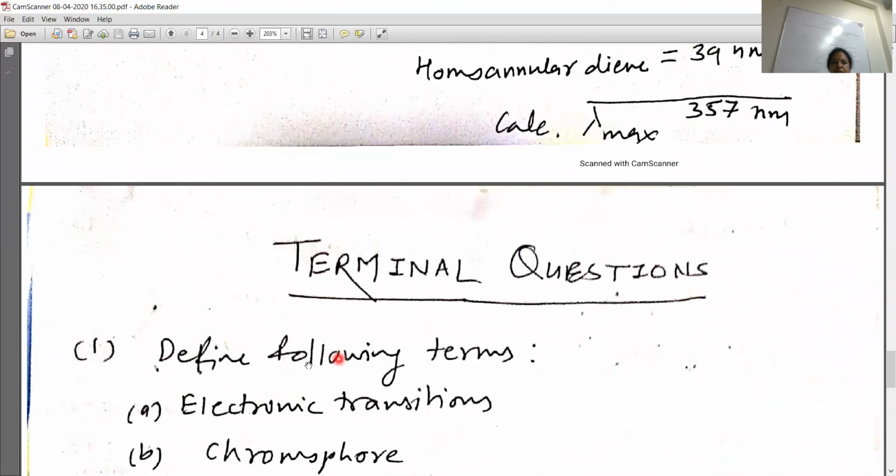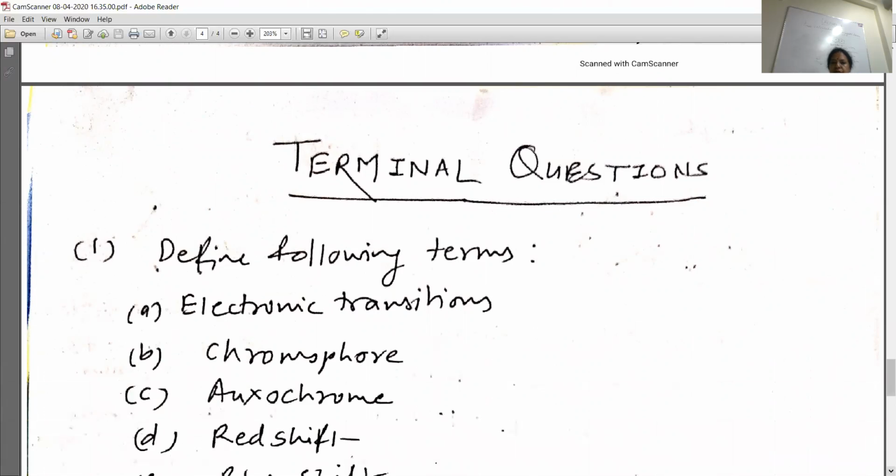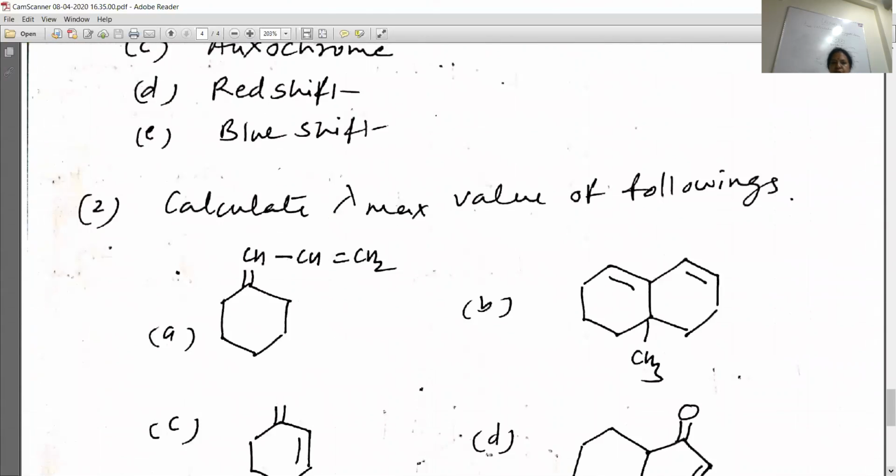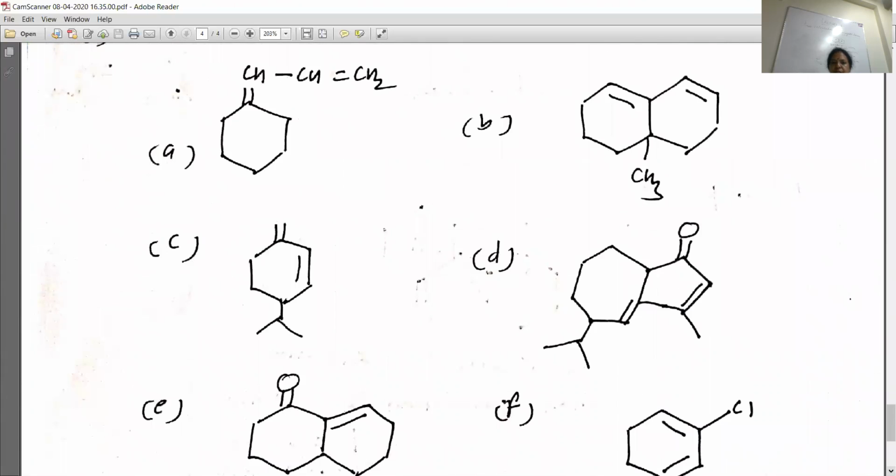Terminal questions, define the following terms. This is for your assignment. You have to do this assignment, lambda max calculation.